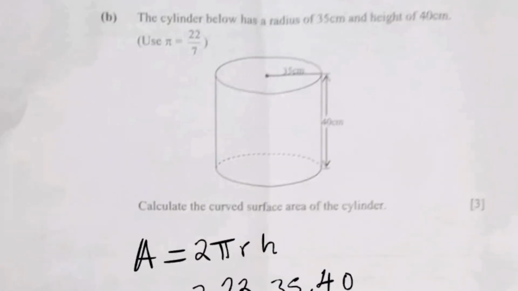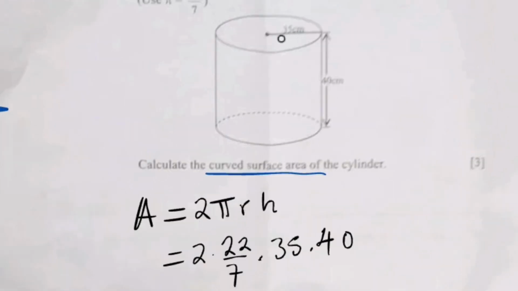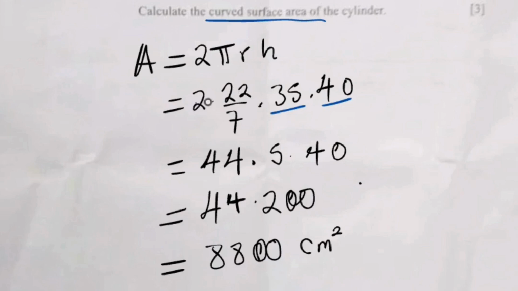The next problem, we are going just to use the formula because we are looking for the curved surface area. Now, the curved surface area of a cylinder is given by 2 pi RH, where r is the radius, that is 35, and the height is 40. So I just multiply 2 by 22, which is 44, and 7 into 35 is 5, then multiply by 40, which is 44 multiplied by 200, which multiplies to 8,800 cubic centimeter because it is area.